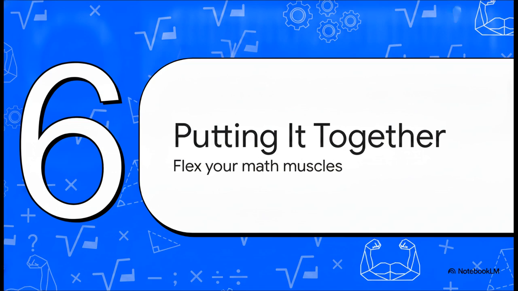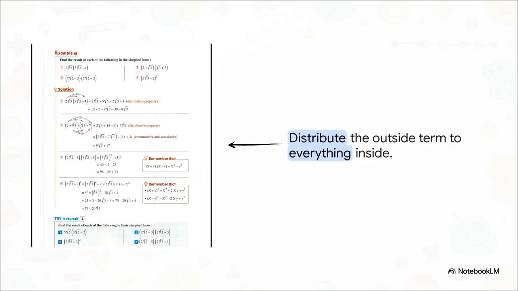Finally, section 6, putting it all together. It's time to hit the boss level and really flex Joe's new math muscles. Just follow the bright red arrows to distribute the outside term to everything inside the parentheses, step by step. 2 root 3 times 5 root 3 gives us 10 times 3, which is 30. Then 2 root 3 times negative 4 gives us negative 8 root 3. So our final answer is simply 30 minus 8 root 3.